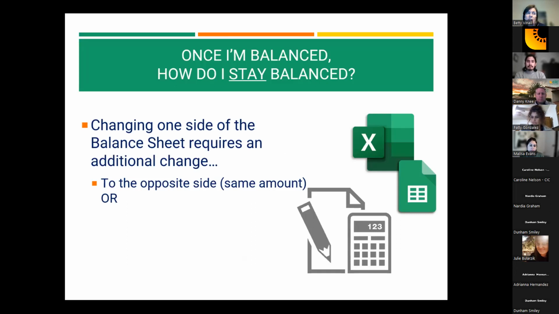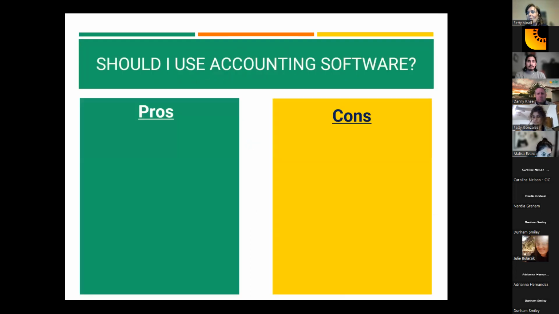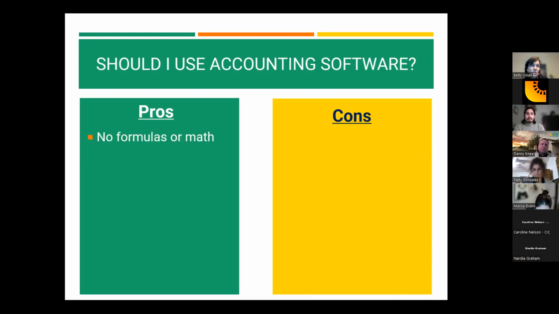So this is what we were just talking about. You're going to look at both sides and try and figure out where your problem is, and then you're going to make a change either to one side to reverse it or the other. So now, as Patty asked, when you're deciding if you're going to use accounting software, yes, they do have fees. They vary a lot. So you do need to do some research on that.